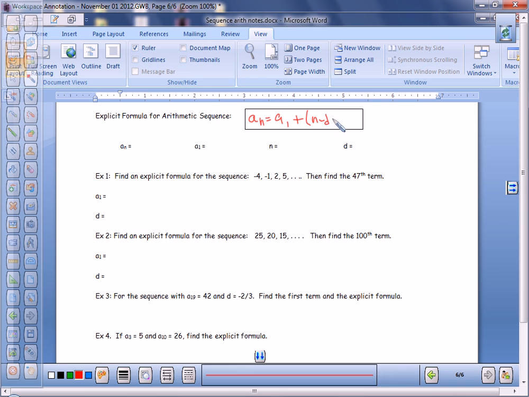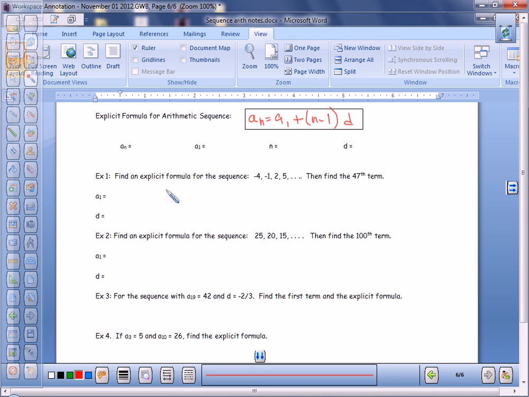The number of common differences is 1 less than the number of the term. So if n was 6, there would be 5 common differences. Whatever they are, there's 5 of them. So you would put 6 in for n, and you'd end up doing 5 times d. We're about to do a couple examples, so hopefully it'll make more sense then.